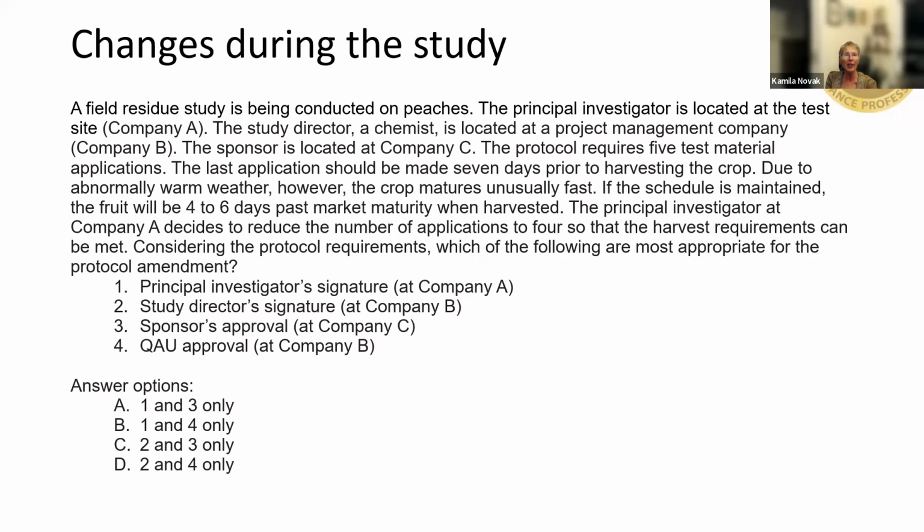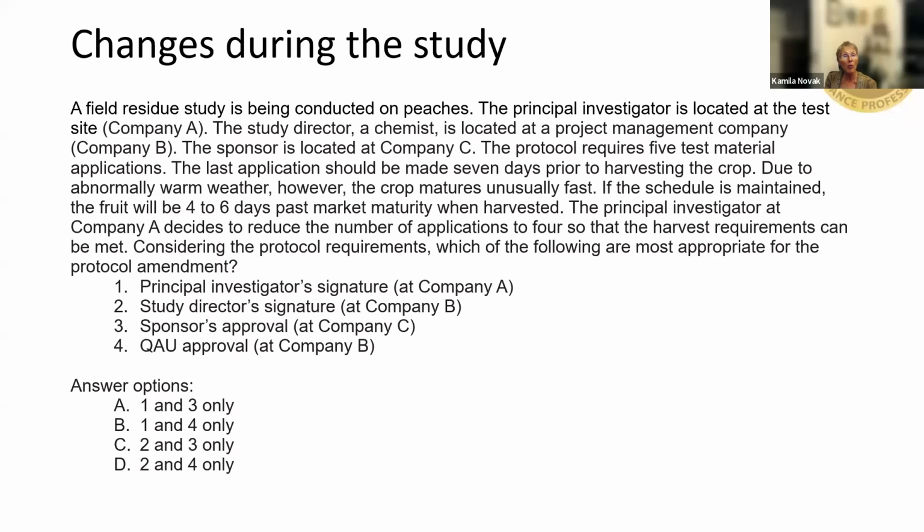And you see also the scenarios. A field residue study is being conducted on peaches. The principal investigator is located at the test site, company A. The study director, a chemist, is located at a project management company, company B. The sponsor is located at company C. The protocol requires 5 test material applications. The last application should be made 7 days prior to harvesting the crop.